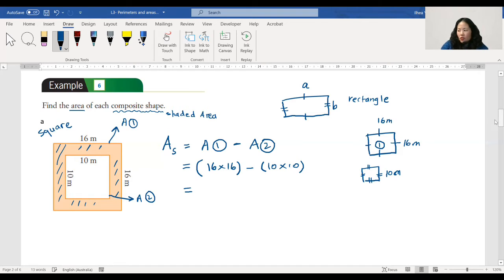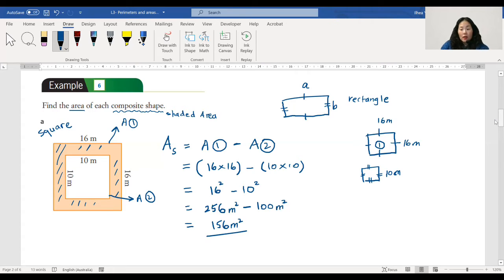Okay, so when you do that, put it in your calculator. Before you do it, I would like this to look a little bit more with the powers in it, since they're the same. So I'm going to call it 16 squared minus 10 squared, because it's multiplying it by itself twice. You will have 156 meters squared. That's my area for the shaded part.